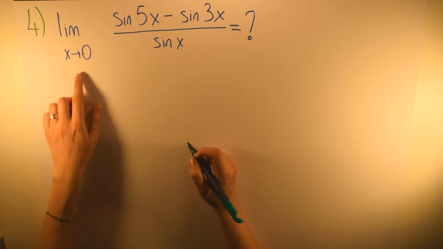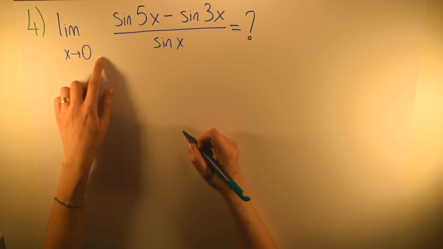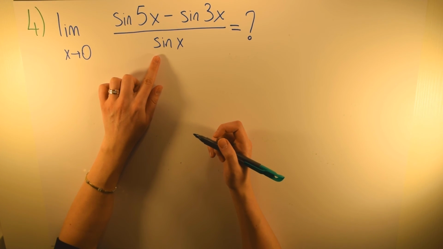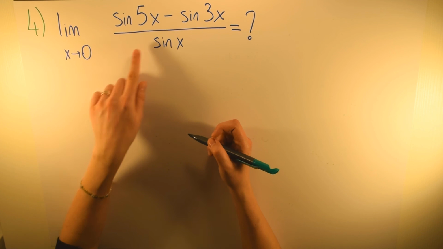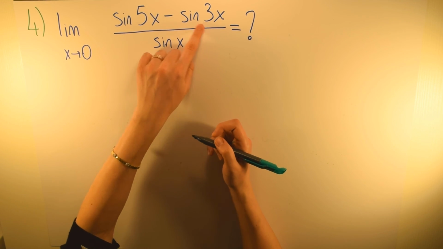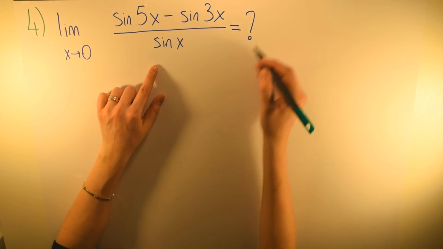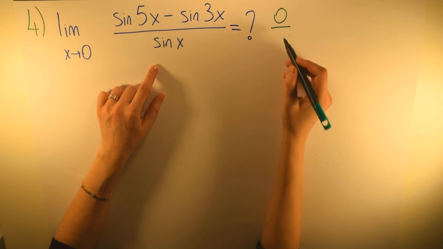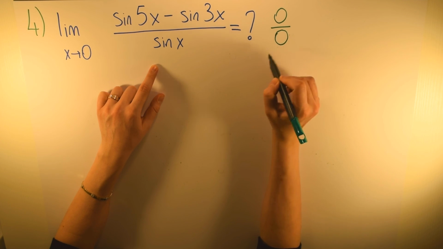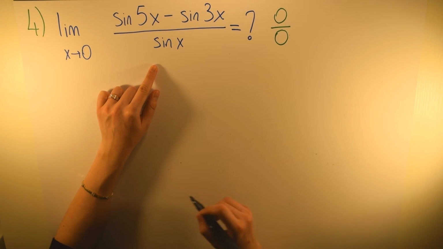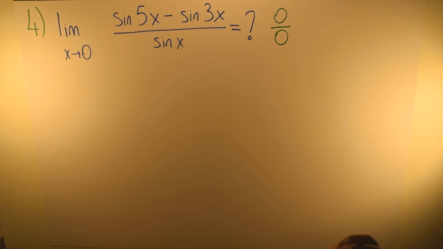Here we have limit as x approaches 0, sine 5x minus sine 3x over sine x. So when I put 0 instead of x, here we have sine 0 minus sine 0, which is equal to 0, and also in the denominator I have sine 0, and this is also equal to 0. So I have the indeterminate form of 0 over 0, right? So what can we do here?